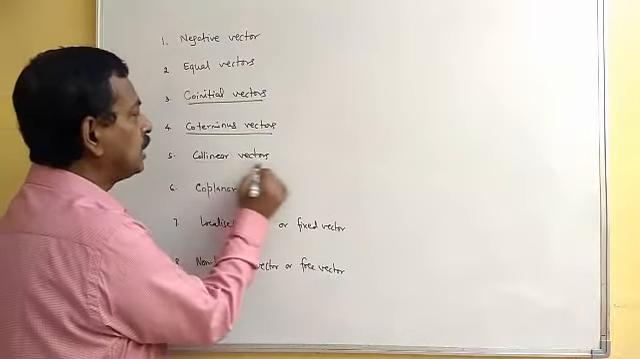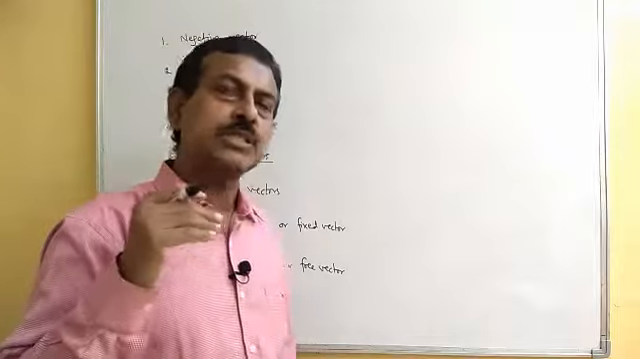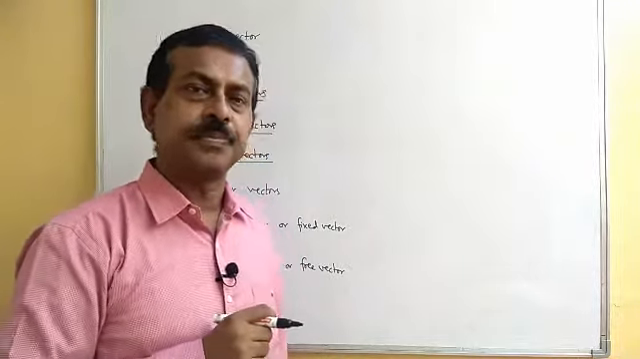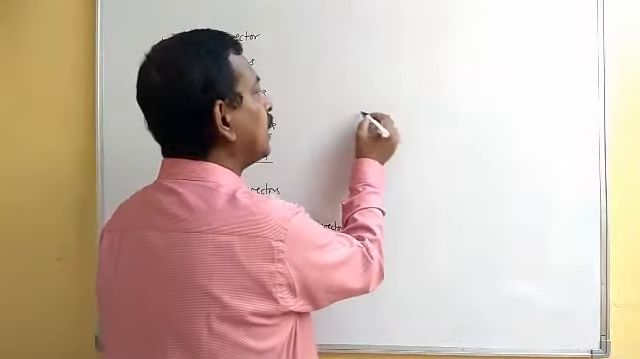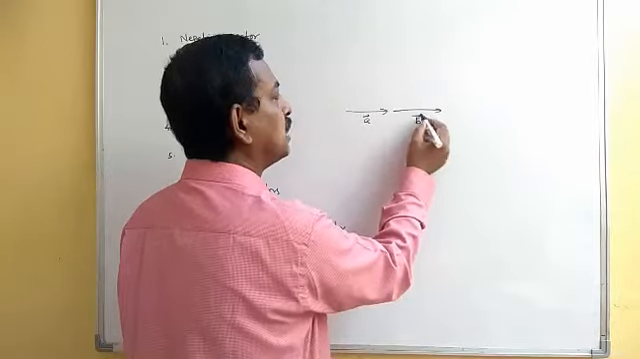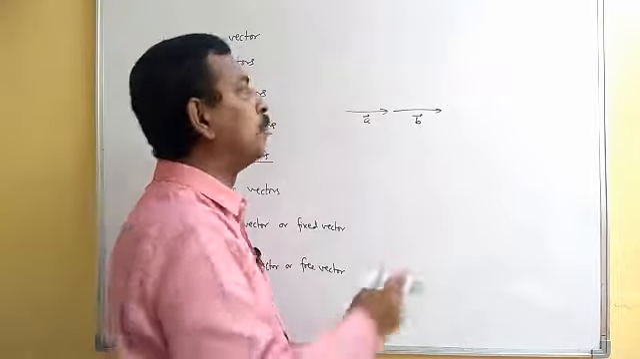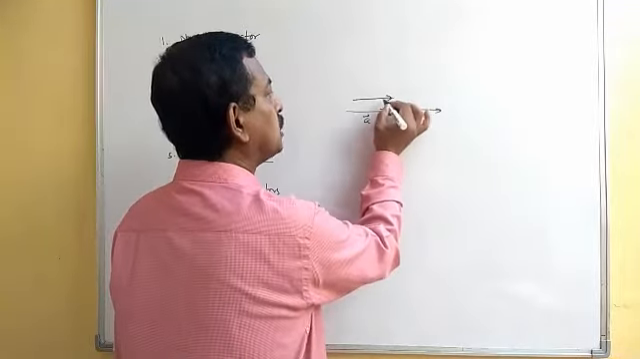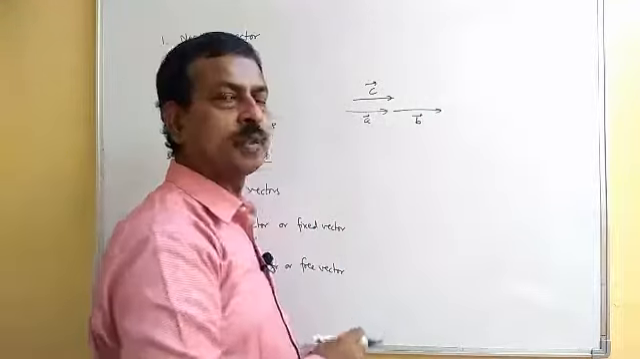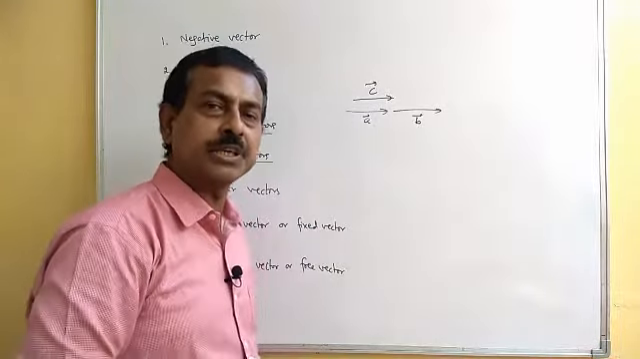Let's take collinear vectors. Two vectors are said to be collinear if they are acting along the same line. Now that means it's not necessary that if it is your vector A and this is vector B, they are along the same line. Of course, they are collinear. But any other vector also, if it is suppose C, it is parallel to vector A or B, these two will also be called as the collinear vectors.